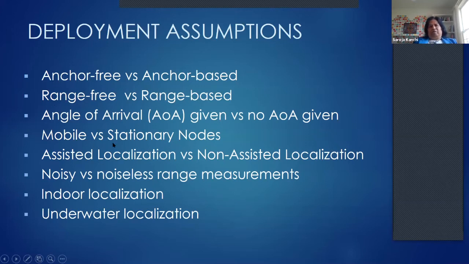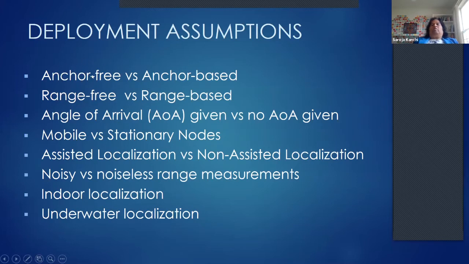Now, here are some of the assumptions. There could be even more than what I've listed, but these are the ones that we've come across quite a bit. One is, do we assume that the algorithm has any anchors at all? Or is it completely anchor free? The deployment sometimes may not allow for any anchors to be available. Therefore, we would have to deal with the anchor-free situation, in which case we use something called a hop count.